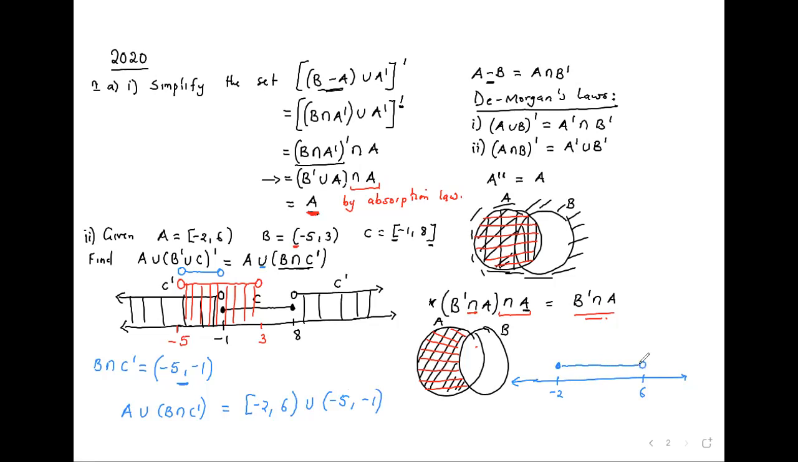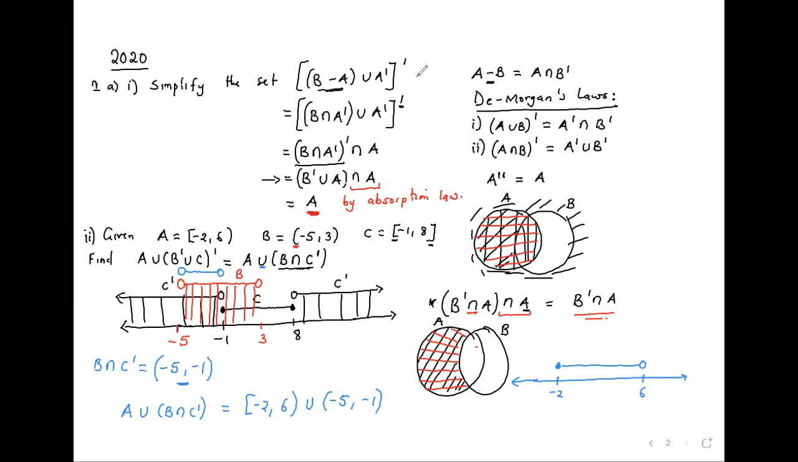Sir, hello, excuse me, sir. The blue line is representing what? The common piece between C complement and B. Between C complement and B? Yes. Okay. All right.